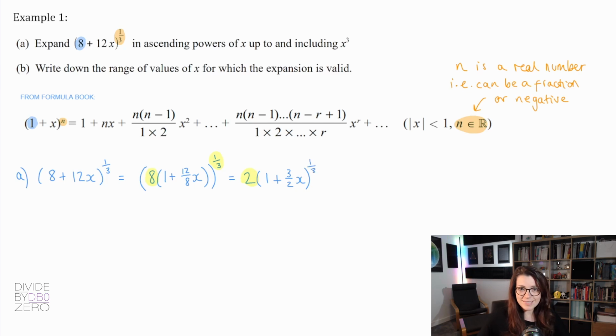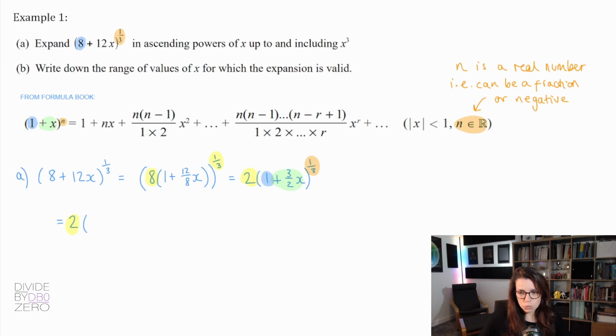1/3. Now we're ready to sub into the formula because we have a 1 in the right place. We have our n value, which is 1/3. And then we just need to be careful that we've got 3/2 x, whereas the formula states x. So I would keep the 2 on the outside so I don't forget about it, and then open up the brackets and start subbing into the formula.